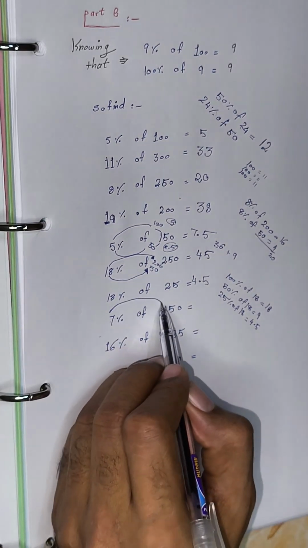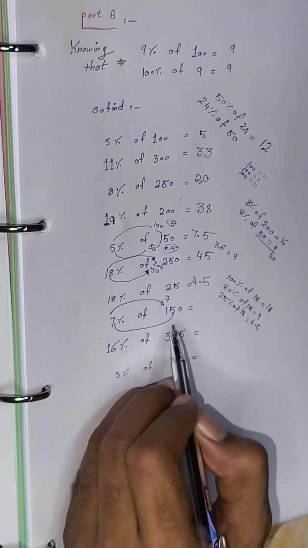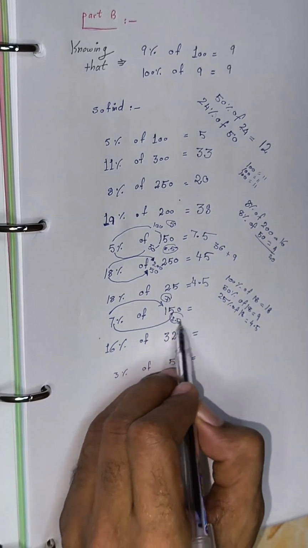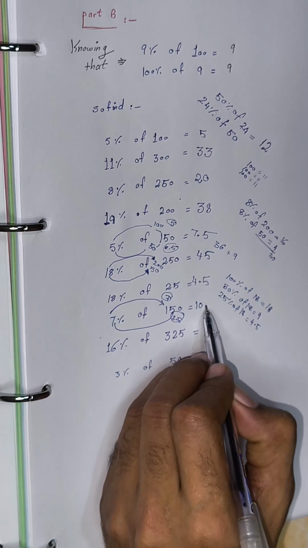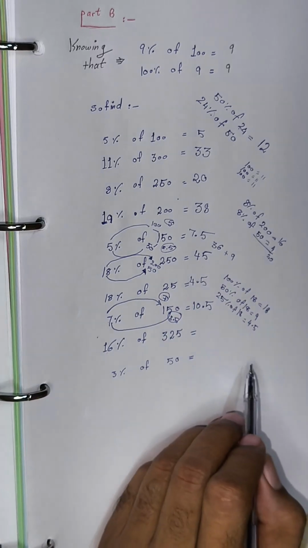Now 7% of 150. So we think of 7% of 100, which is just 7. 7% of 50, which is half of 7, so it's 3.5. And then we add 7 and 3.5. It gives me 10.5.